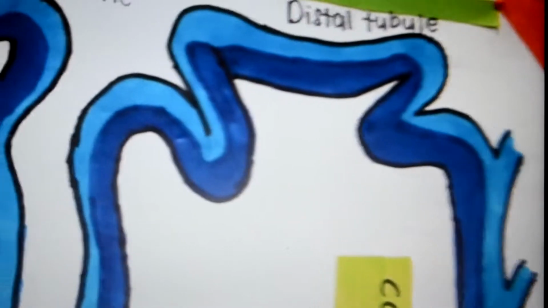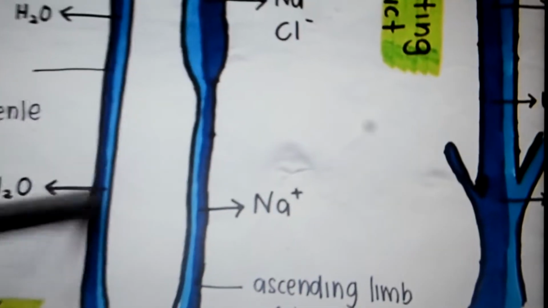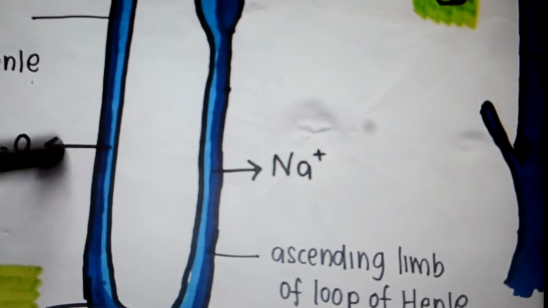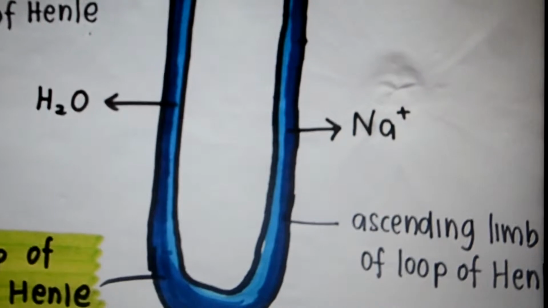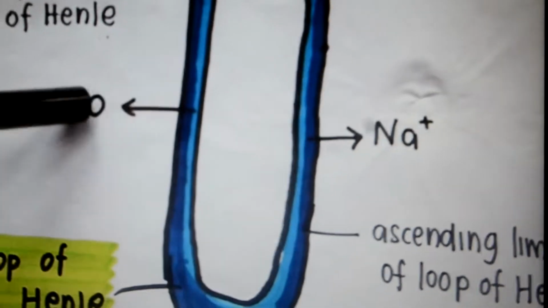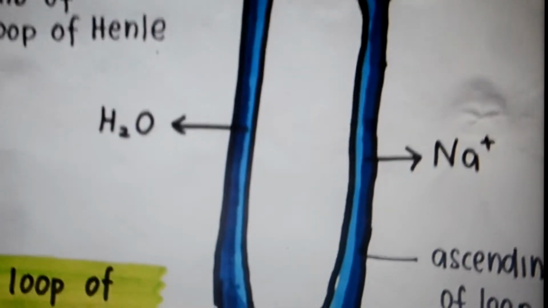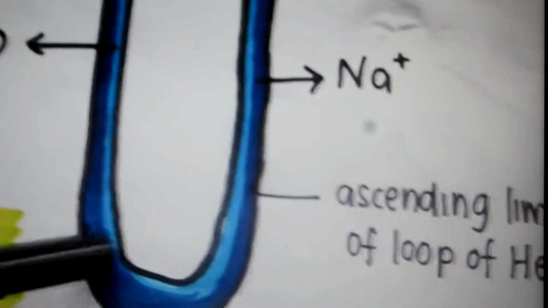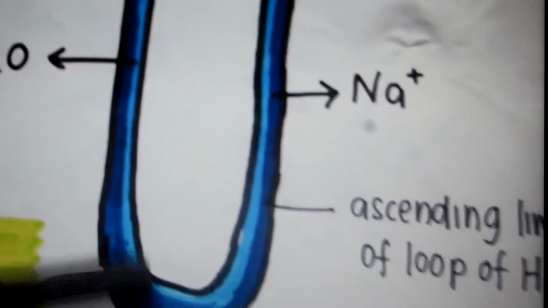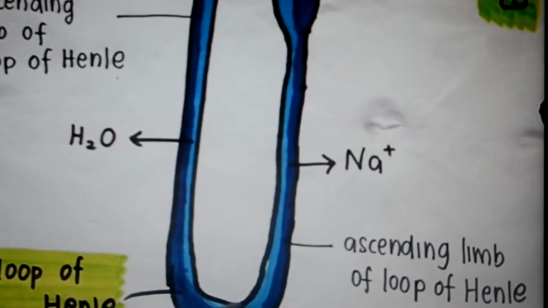As the filtrate flows from the cortex to the medulla in the descending limb of the loop of Henle, water leaves the tubule by osmosis because the interstitial fluid is hypertonic. The water moves straight into the capillaries surrounding the loop of Henle. The loss of water concentrates sodium ions and chloride ions in the descending limb. The concentration of the filtrate is highest at the bottom of the loop of Henle.